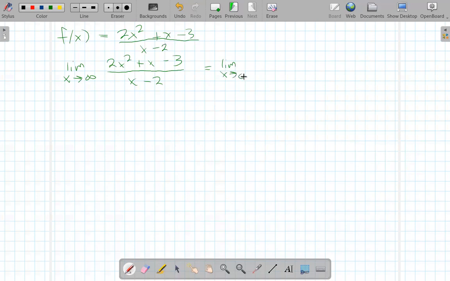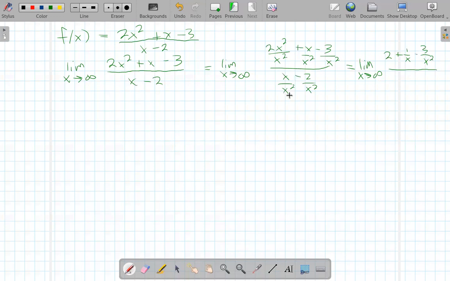highest power of x is x squared, we would get 2x squared plus x minus 3. Each of those is over x squared. Do the same thing in the bottom, and then clean it up. So we have x squared over x squared, that leaves a 2 in the top. x over x squared would be a 1 over x, and then the next one is just 3 over x squared. Down here, we have x over x squared, which is 1 over x, and then we have minus 2 over x squared.